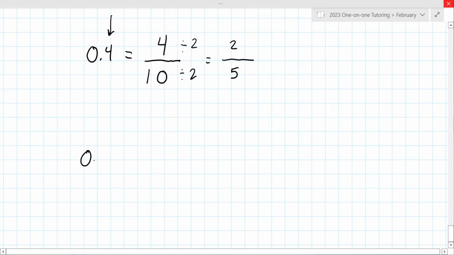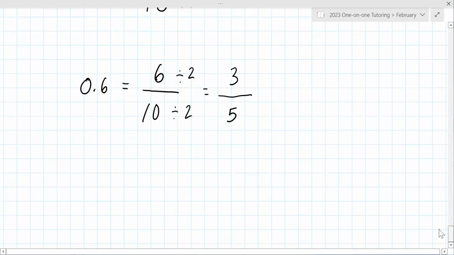How about 0.6? What number is going to go up top? 6. And what number is going to go on the bottom? Is 0 on the bottom up here? No. What's on the bottom up here? 10. So 10 is going to go on the bottom. Now, can you divide 6 by 2? Yeah. Okay, what is 6 divided by 2? 3. How about 10 divided by 2? 5. Very good.